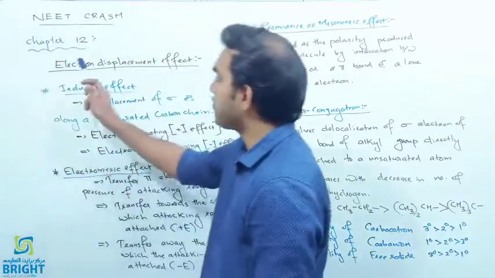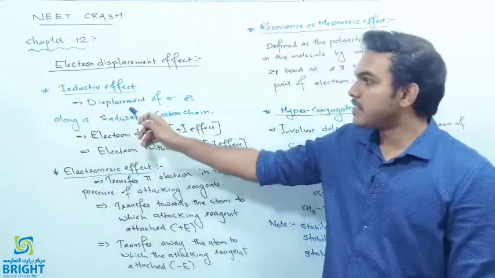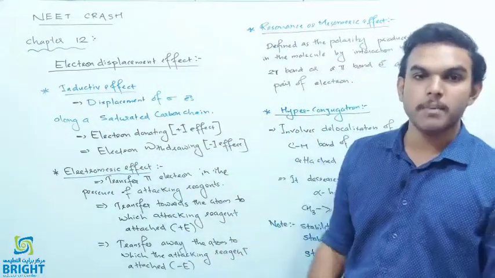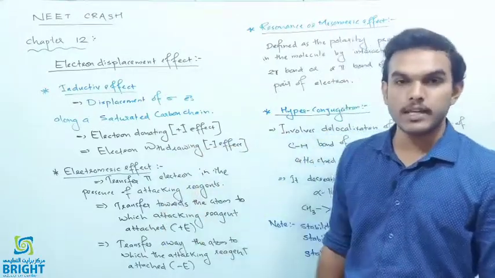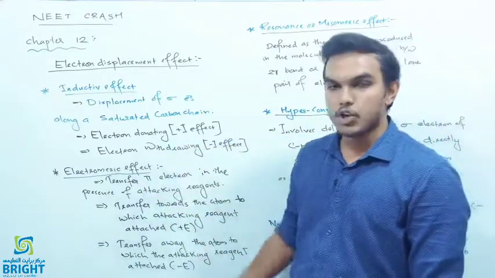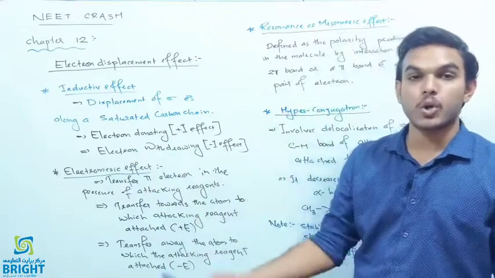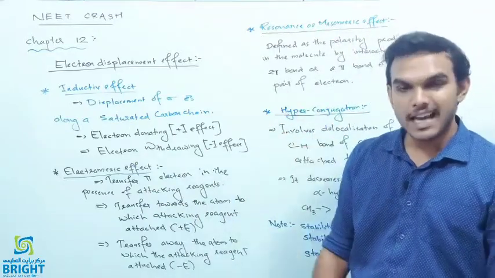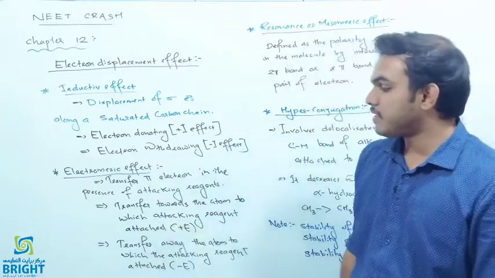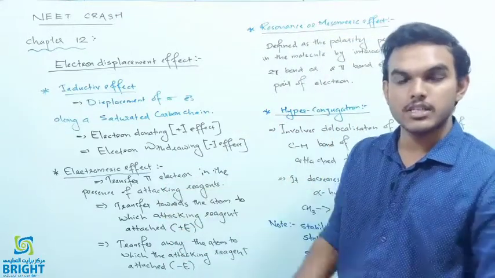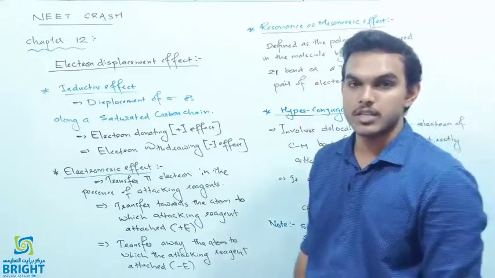Again, what is meant by inductive effect? It is formed by the displacement of sigma electrons. When it is electron donating, it is plus, and if it is electron withdrawing, it is minus. The electromeric effect is the transfer of pi electrons in the presence of an attacking reagent like an electrophile or nucleophile. Towards the attacking reagent it is plus, and away from the attacking reagent it is minus.